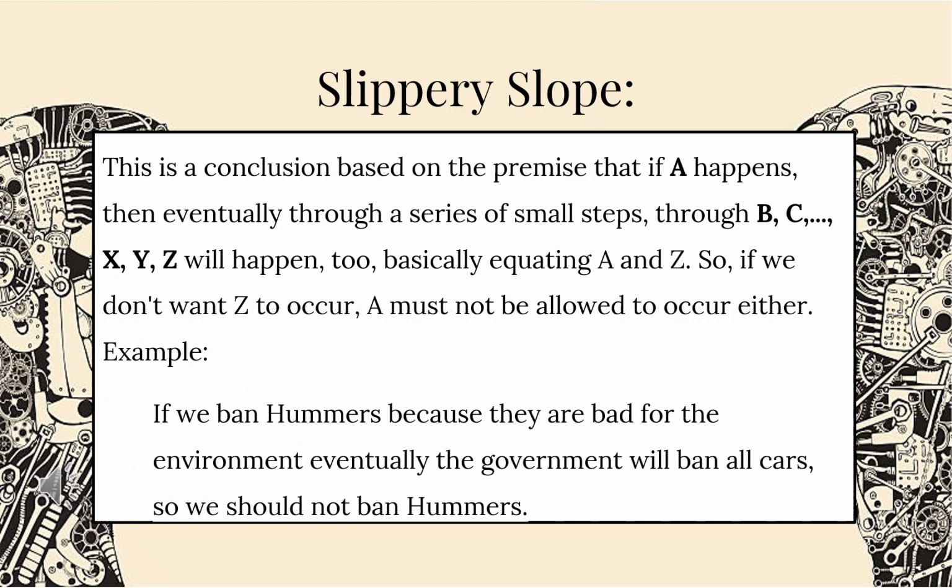Slippery slope. This is a conclusion based on the premise that if A happens, then eventually through a series of small steps, B, C through XYZ will happen too, basically equating A and Z. So if we don't want Z to occur, A must not be allowed to occur either. For example, if we ban Hummers because they are bad for the environment, eventually the government will ban all cars, so we should not ban Hummers. In this example, the author is equating banning Hummers with banning all cars, which is not the same thing.